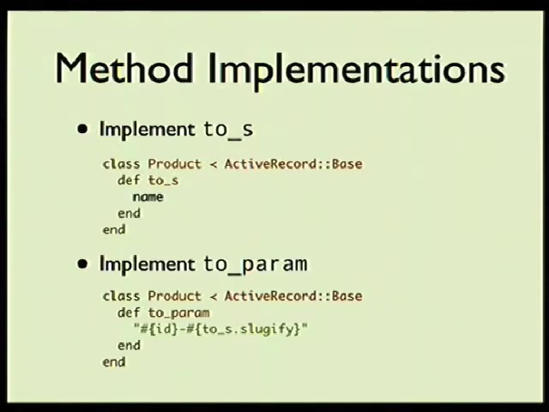And secondly, to_param is used commonly, because it's a nice little technique in Rails for generating URLs. You can give it a nice slugified URL, as long as you start it with the ID. Because the find method in ActiveRecord will do a to_i on that, so it'll just use the integer portion at the beginning.